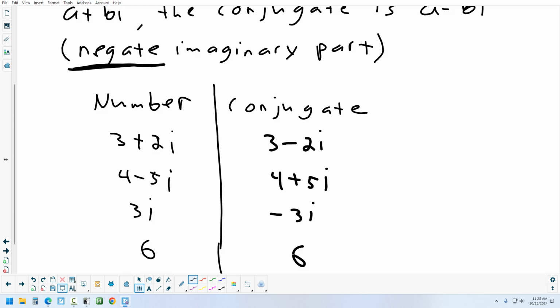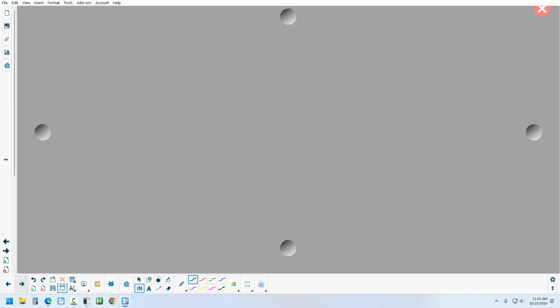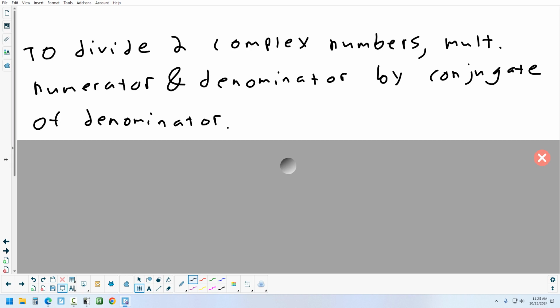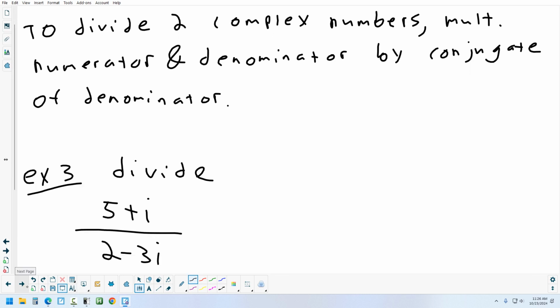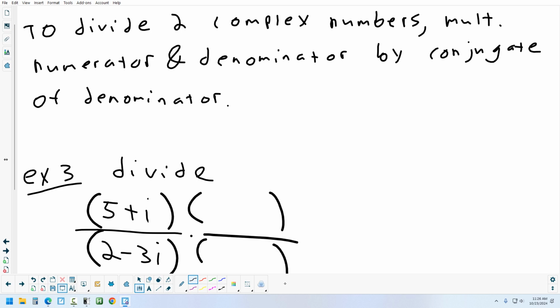Okay, now, the last thing is using the conjugate to do division. So in order to divide two complex numbers, we don't actually divide, we multiply. And what we do is we multiply the top and the bottom by the conjugate of what's in the bottom. So to divide two complex numbers, multiply the top and the bottom by the conjugate of what's in the bottom.